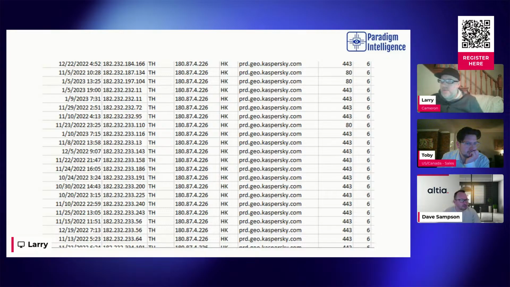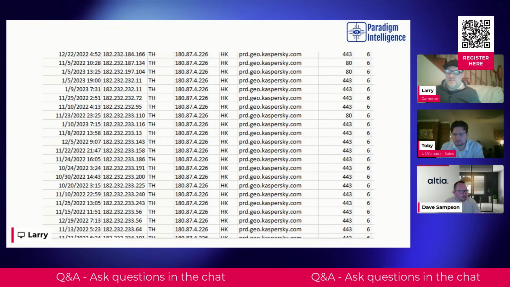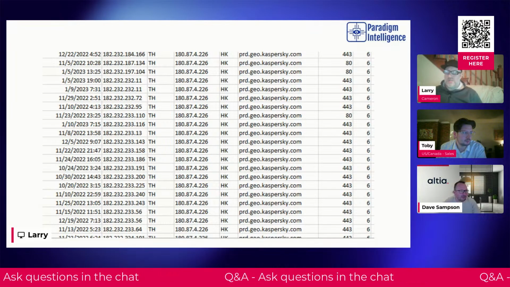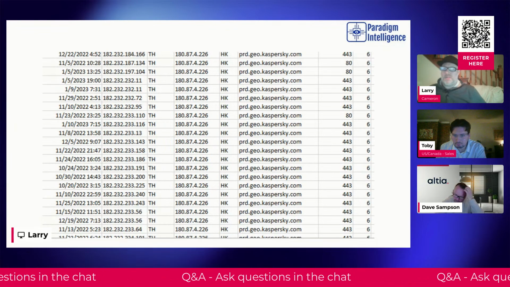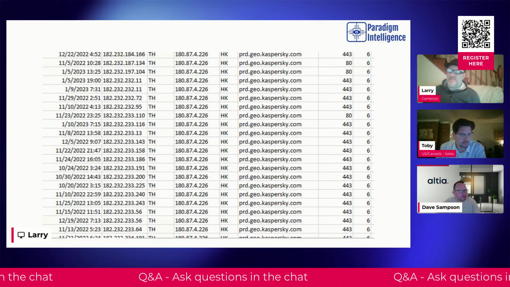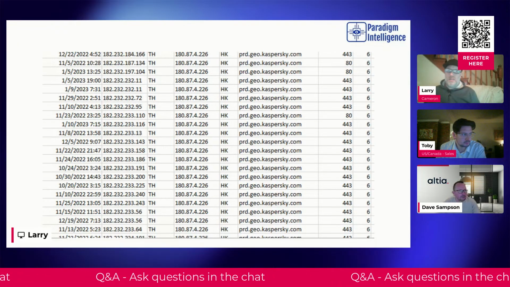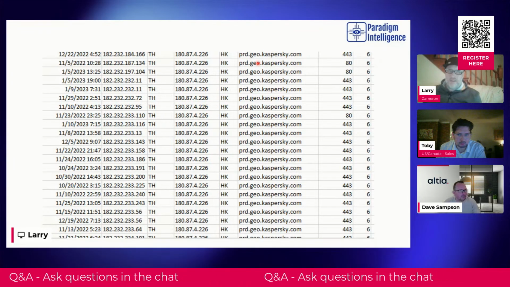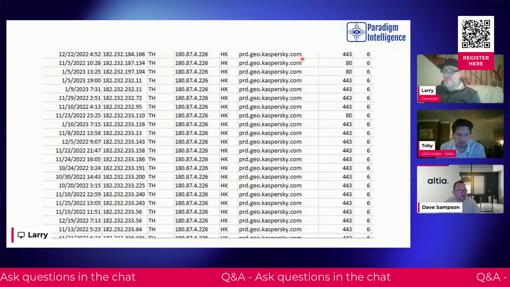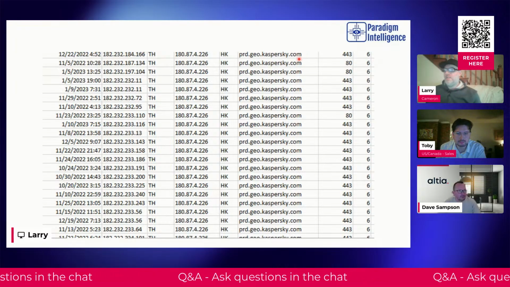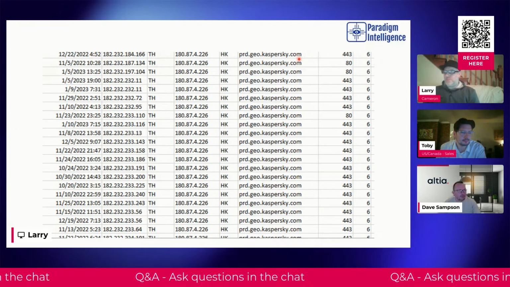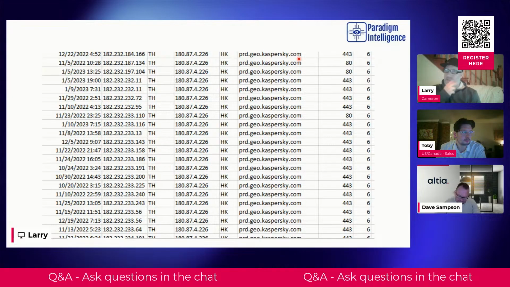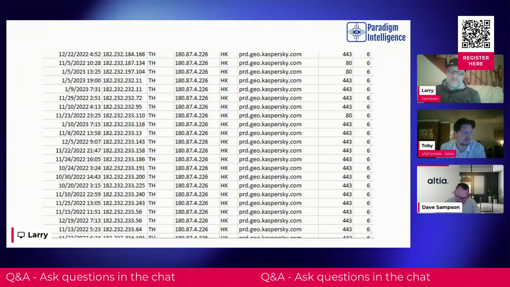Can anybody tell me what this is? You look, you've got the source data, the destination, the reverse lookup, and the port. Now 80 is unencrypted, 443 is encrypted. But if you look at the reverse lookup on the domain, Kaspersky, this is their antivirus. So when you're doing packet captures, looking at the data on the wire, you're able to determine what service they're using.